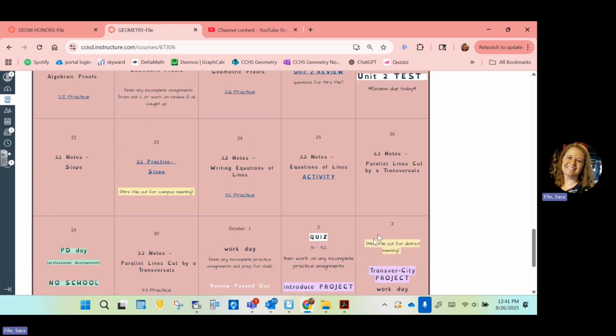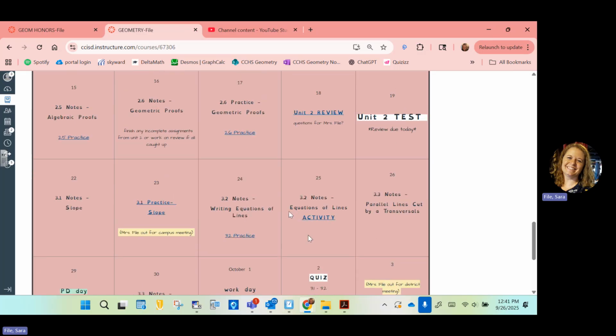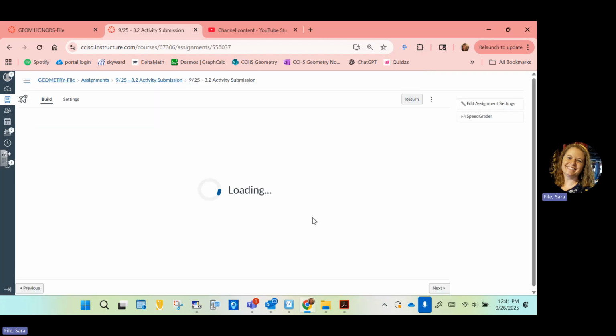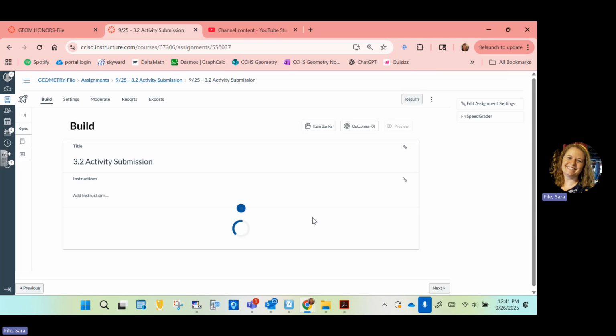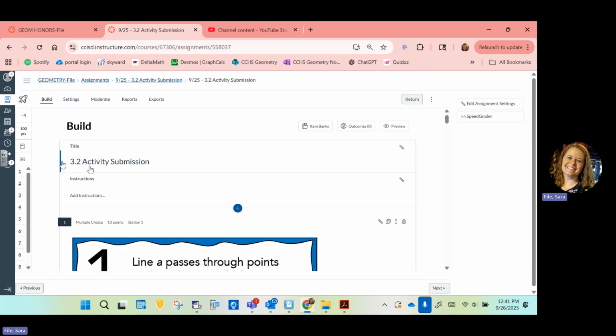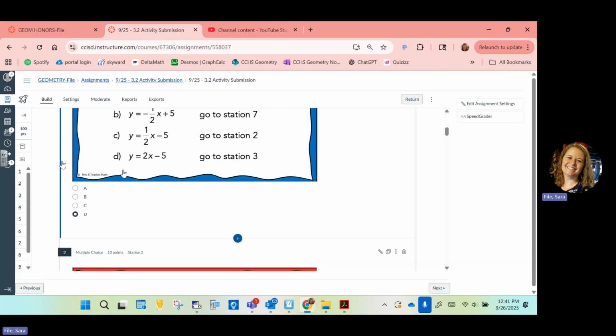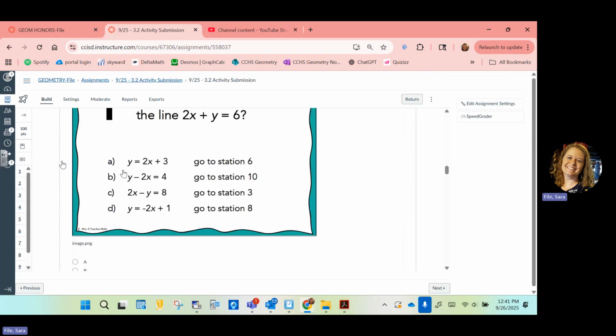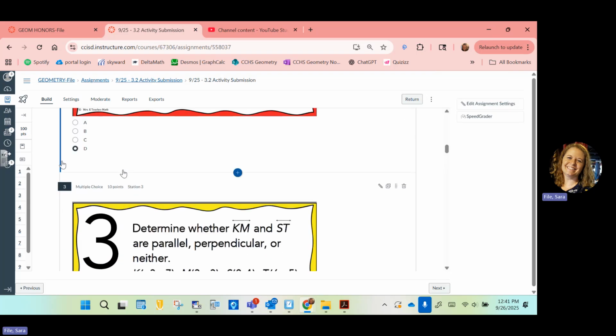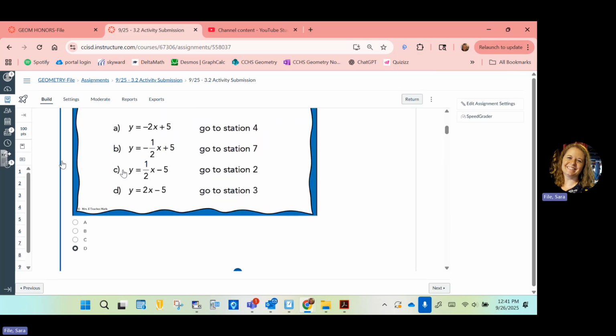Okay, you don't have a practice today, but what I need you to do is go back to yesterday's on the calendar where it says activity. This is that around the room rotation thing we did. You have to submit your answers. So if you click on this activity, or if you get to it through your to-do list or your assignment list, it doesn't matter how you get there, you're going to get here to the 3.2 activity submission. Okay, and you'll see the problems. If you didn't finish, you can go back and do them. That's what you can spend the rest of class on, finishing this activity from yesterday.